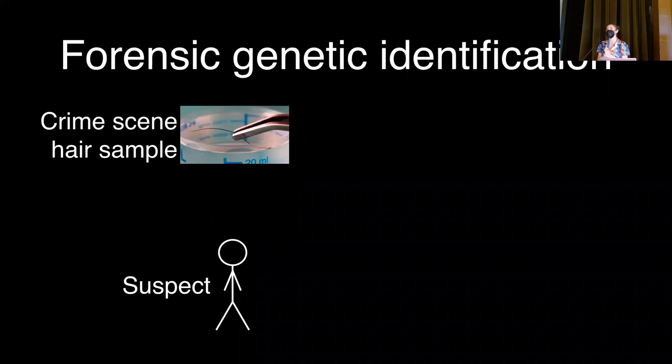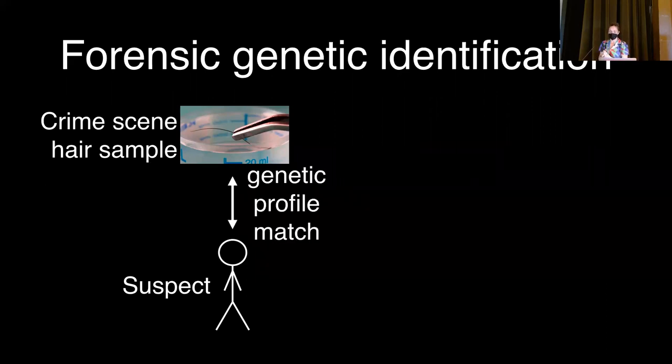So we have a shared common understanding of what forensic genetics is, but let's get a little more specific about how these technologies work. Generally you have a crime scene sample, some piece of tissue, in this case a little hair being held by those tweezers, and you have a suspect. You can extract DNA from both of those, genotype some kind of genetic profile, and check for a match.